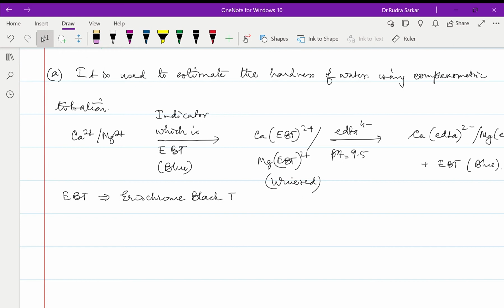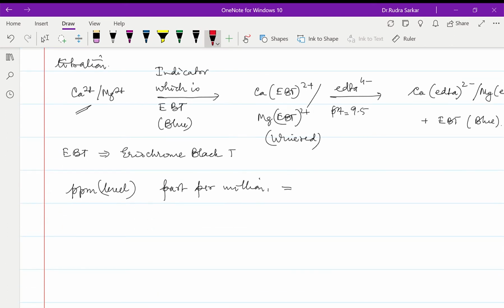So we have found a method by which we can estimate the concentration of calcium or magnesium inside the solution. And obviously this is reported at the ppm level, that is parts per million, which is basically what the formula is. Please understand, mass of A by total mass into 10 to the power 6, or we can say this is mass fraction into 10 to the power 6.